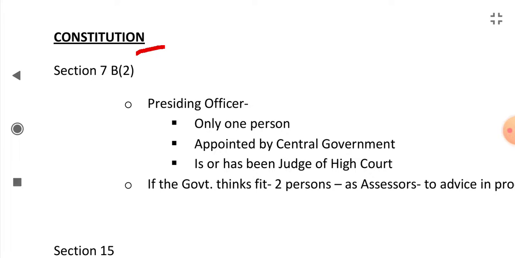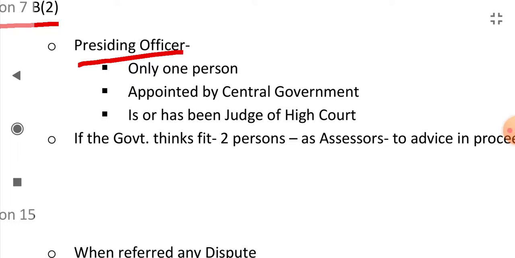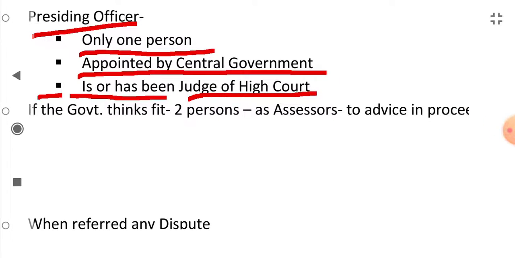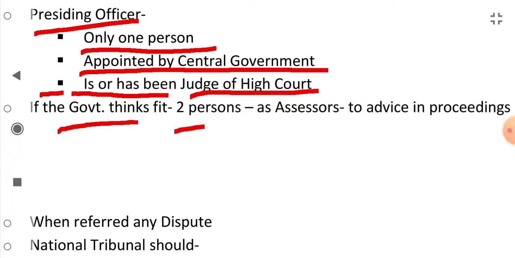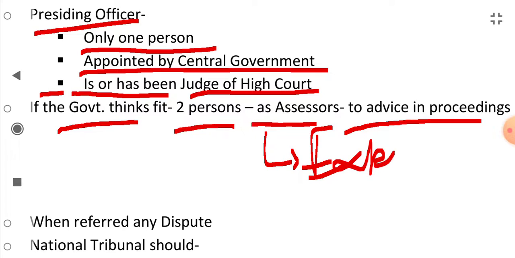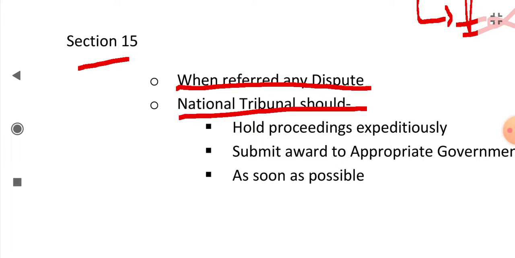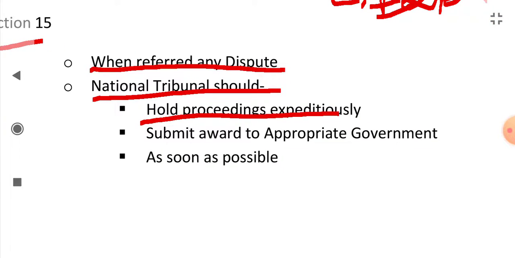Constitution of the Industrial National Tribunal. Section 7B(2) says it has a presiding officer, who can only be one person. He is appointed by the central government. His qualification is that he is or has been a judge of a high court. If the government thinks fit, it can appoint two persons as assessors to advise in the proceedings. These assessors are usually experts in the matter about which the industrial dispute is adjudicated. Section 15 says when any dispute is referred, the National Tribunal should hold proceedings expeditiously and submit the award or decision to the appropriate government as soon as possible.